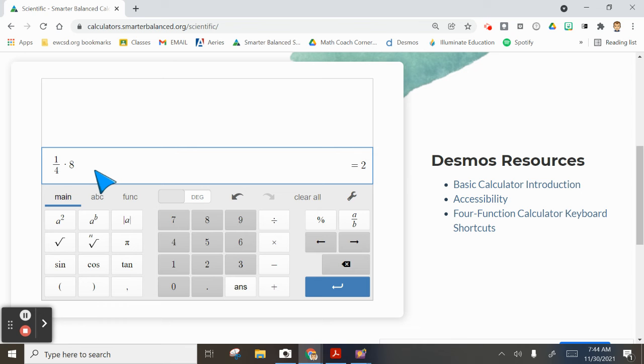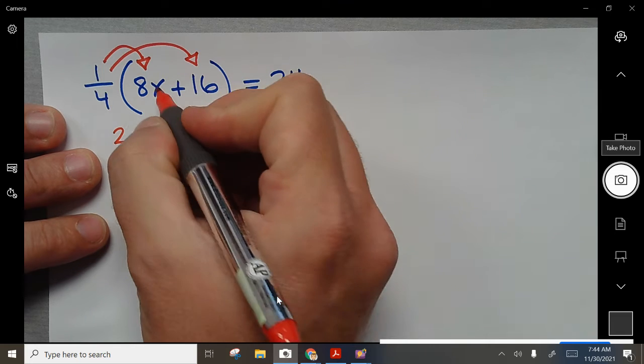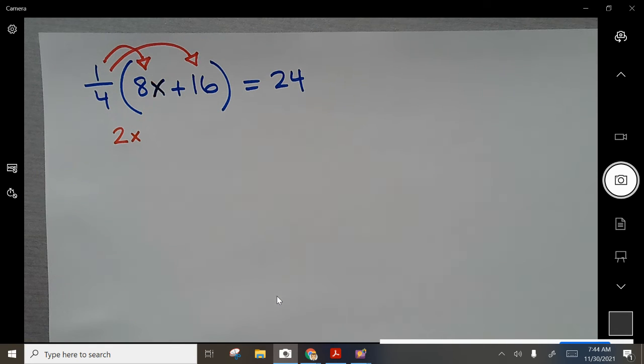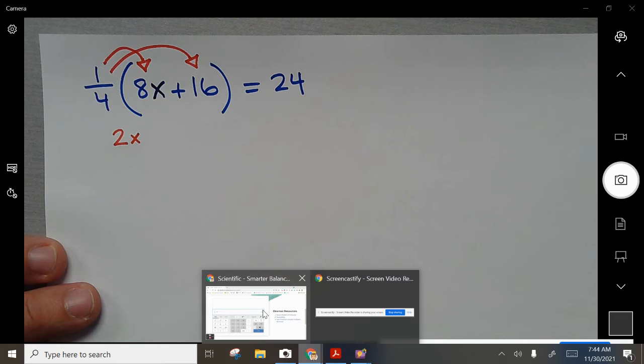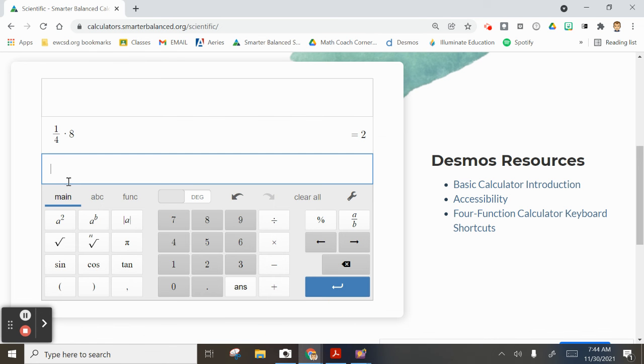And that's what I want it to look like. 1/4 times 8. Okay? So then we come back to our notes here. 1/4 times 8 is actually 2. But don't forget the x. That was the first jump. Let's do the next one. 1/4 times 16. I can either hit enter and just clear it that way and do this way.